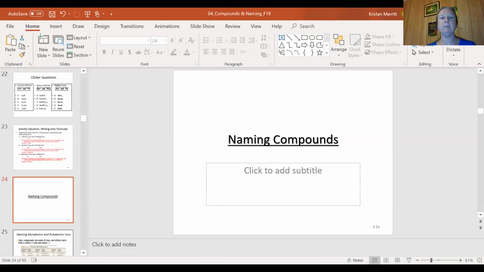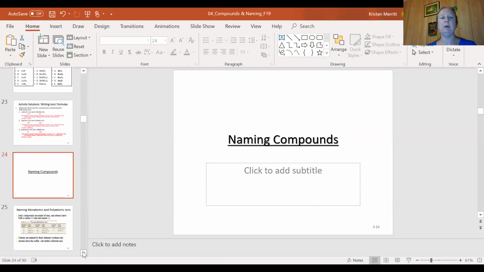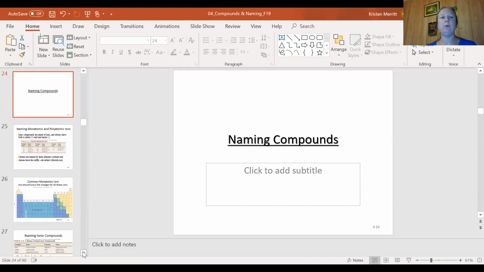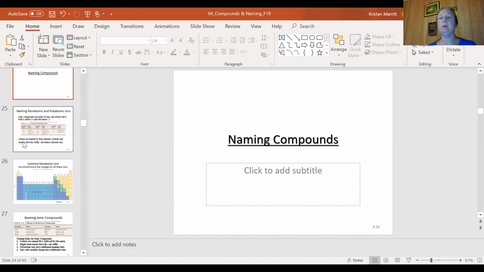Okay, so this is part 3 of lecture 5, and it is naming rules. There are different rules depending on if you are talking about ions or covalents.